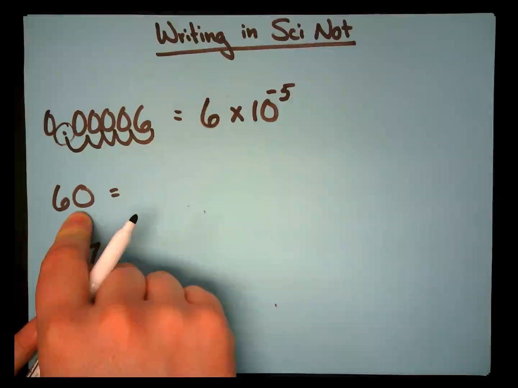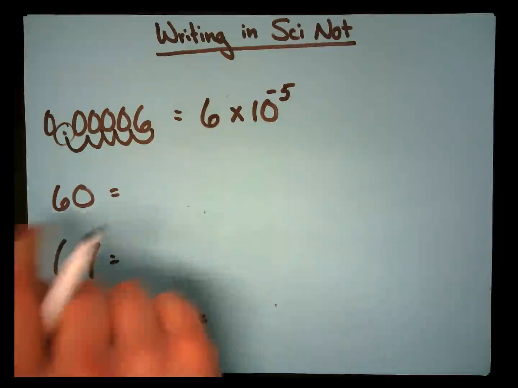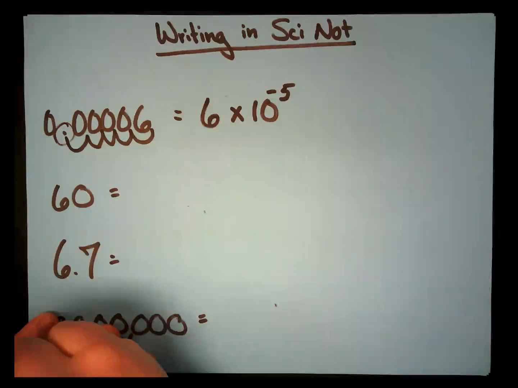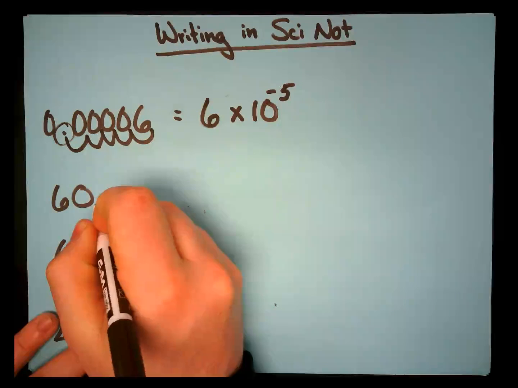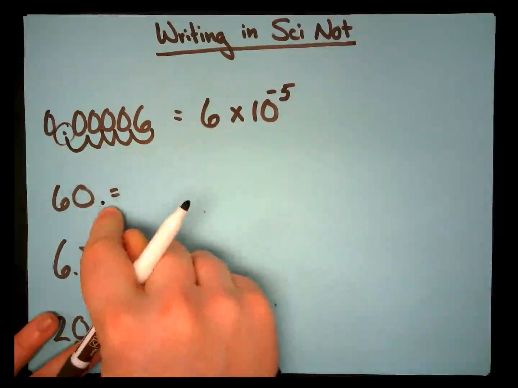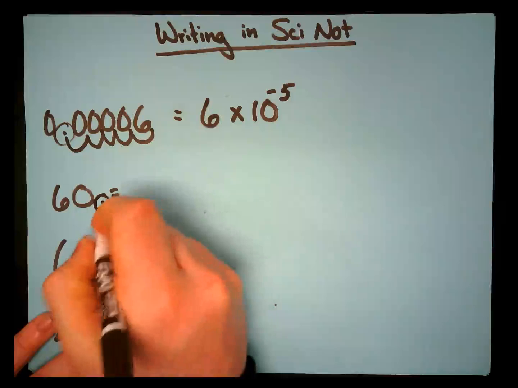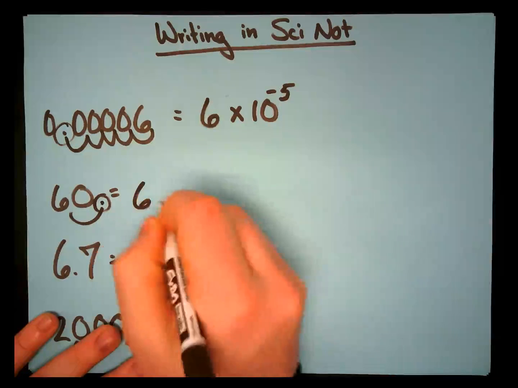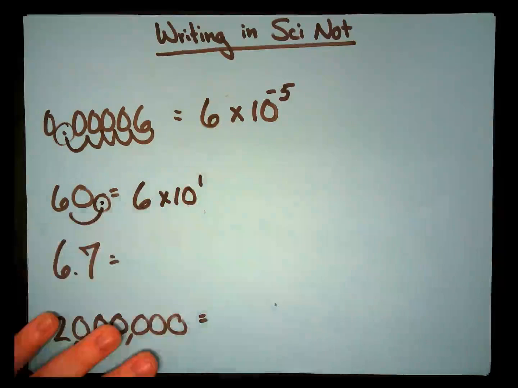Right here, again, we have 1 sig fig in this number. It is 60. And we need to put this in scientific notation. But first we need to find the decimal, which is right here. And we're going to move that decimal just once to the left. So it's going to be 6 times 10 to the 1st power. Easy peasy.